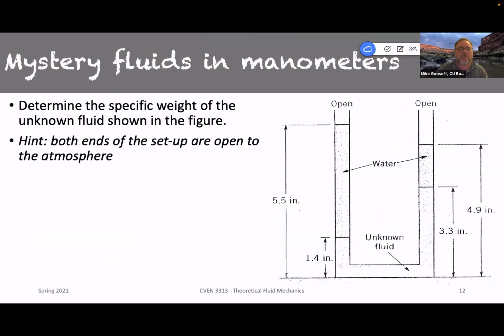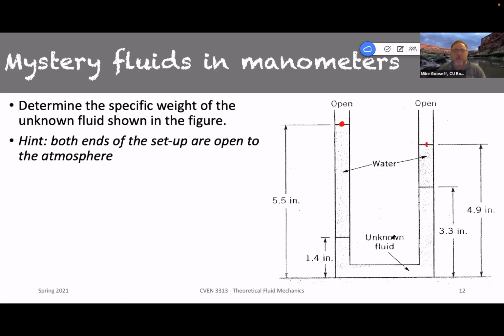Here we go. Okay. So here's a manometer question. Basically, determine the specific weight of the unknown fluid in the figure. Both ends of the setup are open to the atmosphere. So this is open to the atmosphere. This is open to the atmosphere. And essentially, we can work through this system and try to figure out what this unknown fluid is, or at least its specific weight. We don't quite know exactly what it is. If we can just characterize its specific weight, that'll put us on the right path.